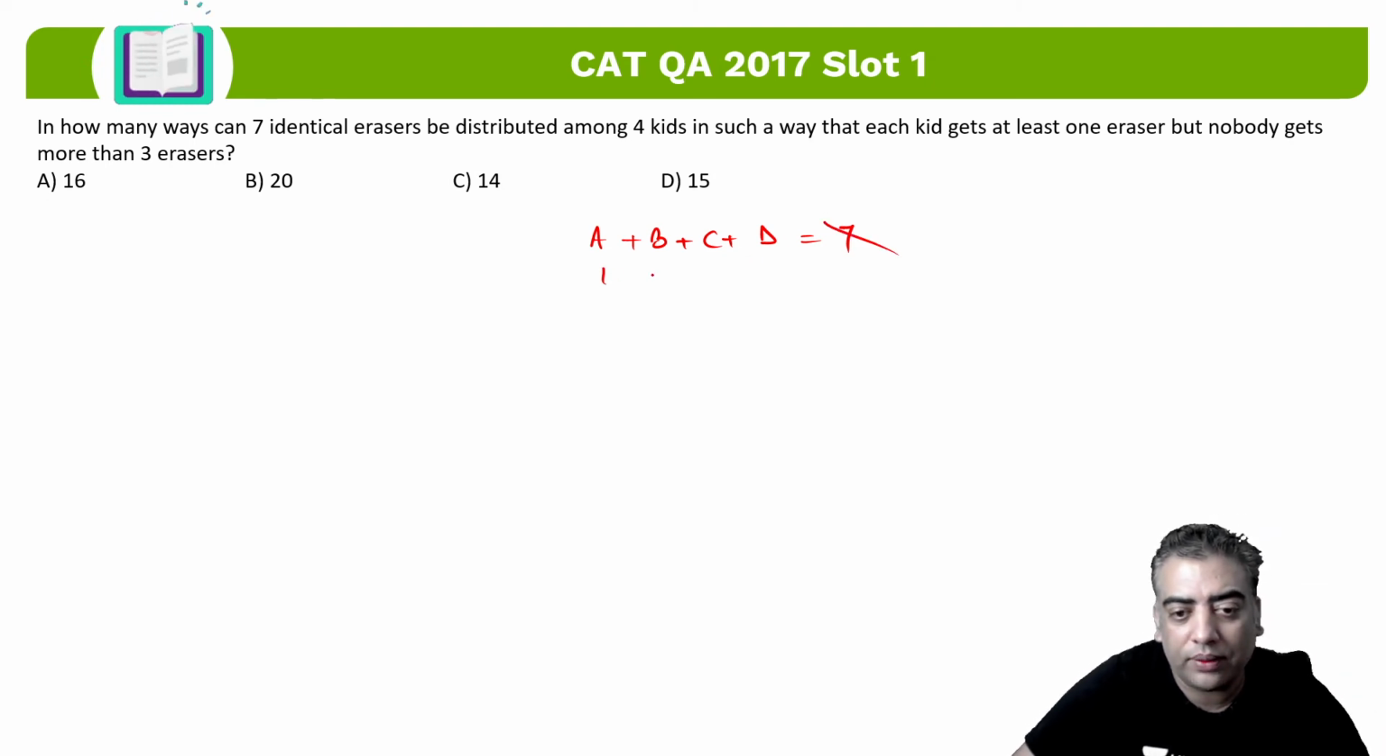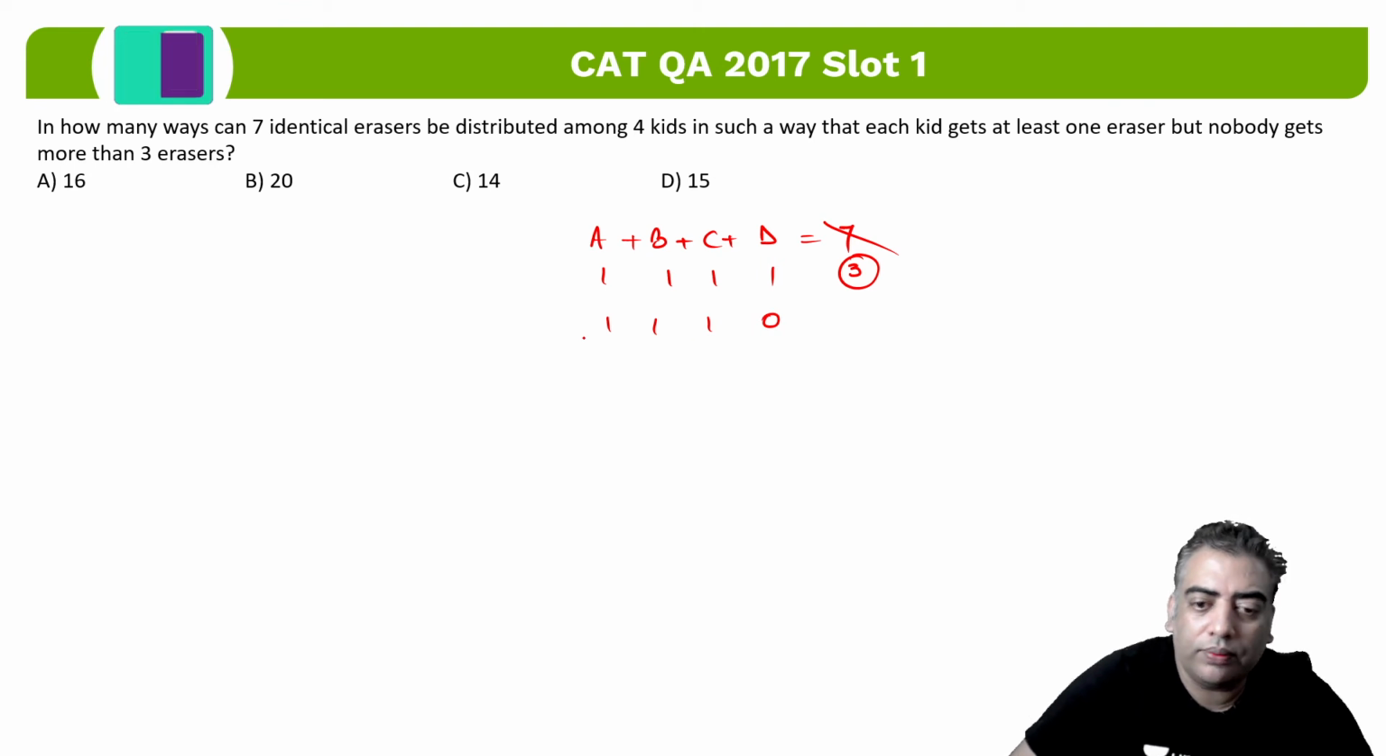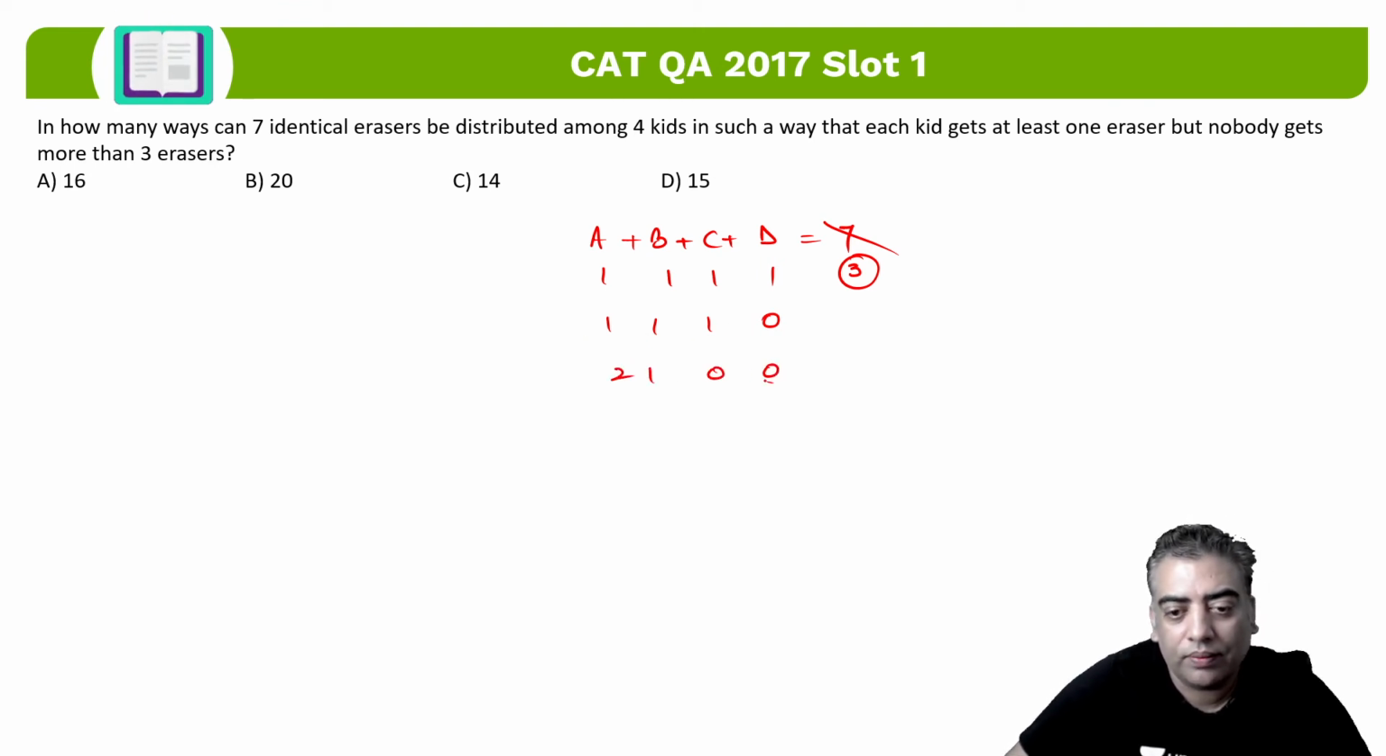First of all, we will give 1 eraser to each and every kid. Now we are left with only 3 erasers which are to be distributed among these 4 kids. So we can do it orally, like it can be in this particular order 1 1 1 0, or it can be 2 1 0 0, right? Now which will go to which one, that is the only thing we need to keep in mind, and it will give me all possible combinations.